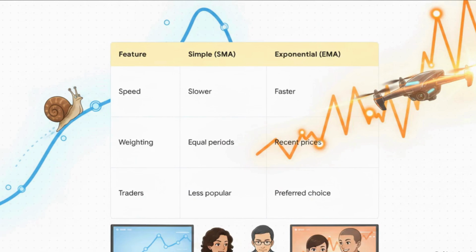Now, there isn't just one type of moving average out there. We have the simple moving average, or SMA, which weights all time periods equally. It's definitely smoother, but it's much slower to react to sudden market changes. Then we have the exponential moving average, or EMA. The EMA places a heavier mathematical weight on the most recent prices. So the really crucial takeaway here is that because the EMA reacts much faster to what the market is doing right now, it is overwhelmingly the go-to choice for active traders who need responsive signals.